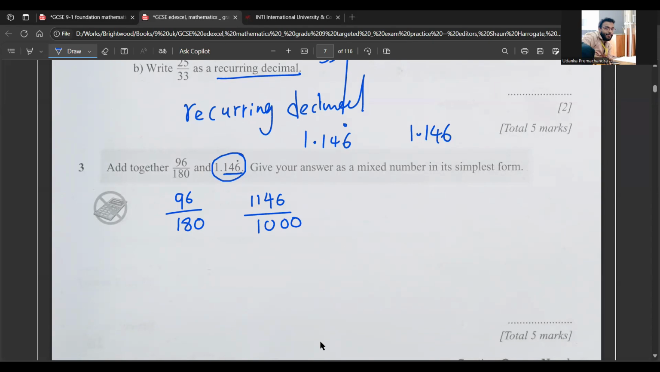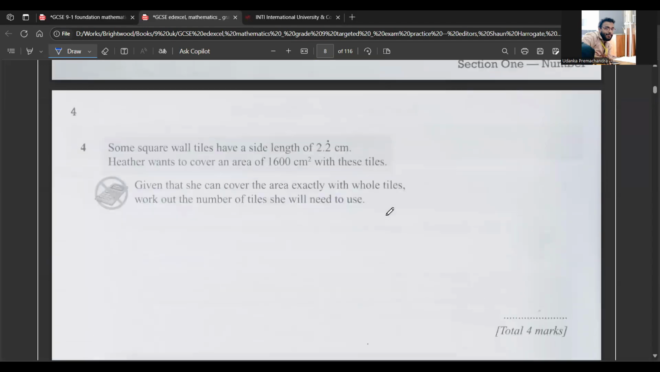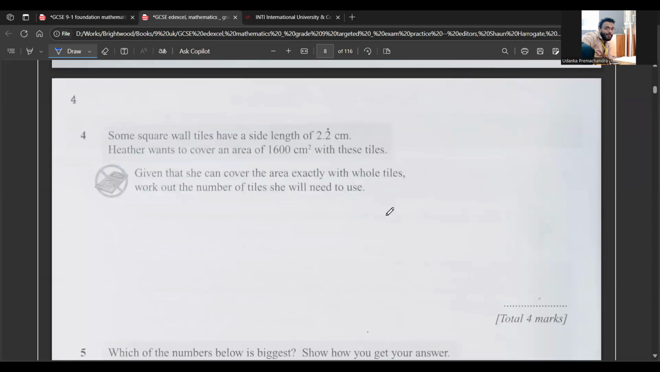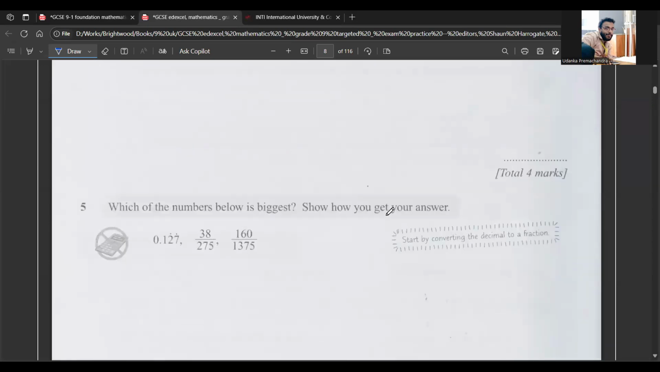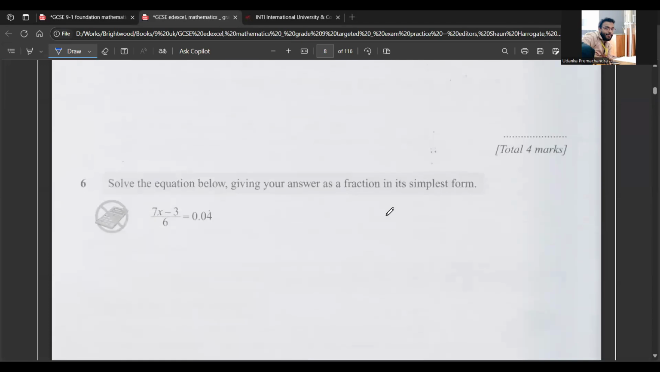Now they ask you to add these together. When you add these two, you have to take a common denominator there. Okay, no need to do this one. Later on you can do. Here the same. These are the same type of question.